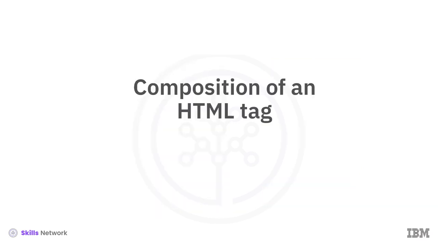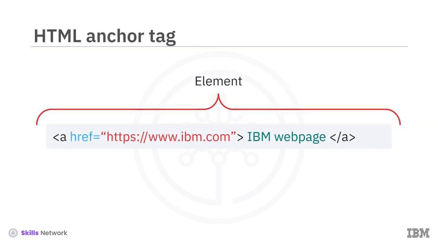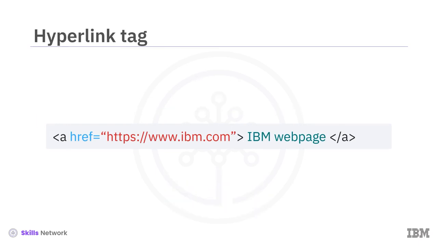Let us take a closer look at the composition of an HTML tag. Here is an example of an HTML anchor tag. It will display IBM, and when you click it, it will send you to IBM.com. We have the tag name, in this case, A. This tag defines a hyperlink, which is used to link from one page to another.